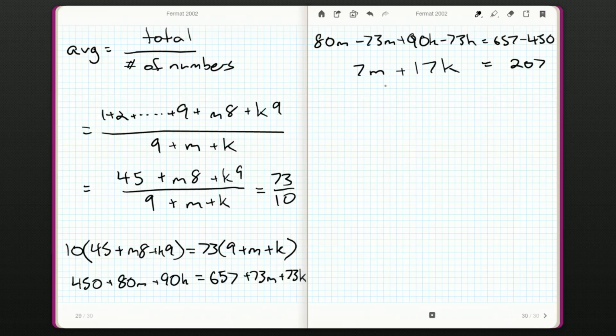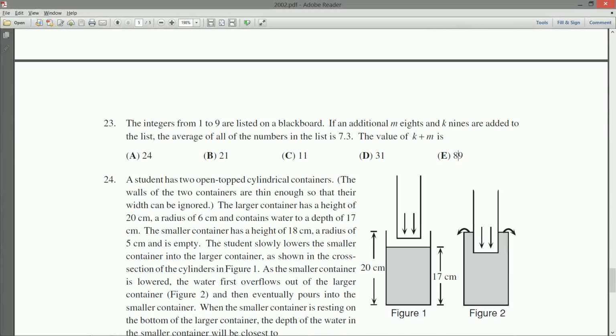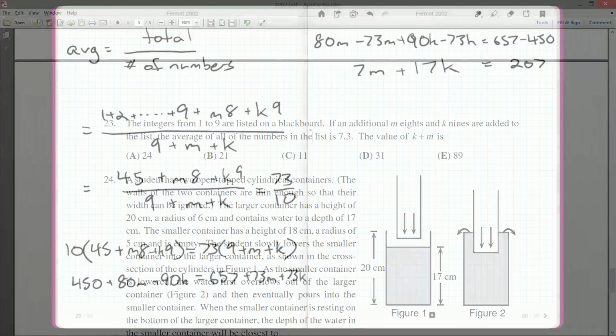All right. Now the question is, where do we go from here? Well, I'm at a bit of a loss, so let's just double check. Was there any other information we were given? Average of all numbers on the list is 7.3. Additional 8s and 9s are added. Nothing really left over here. So, we just jump back to the notepad.